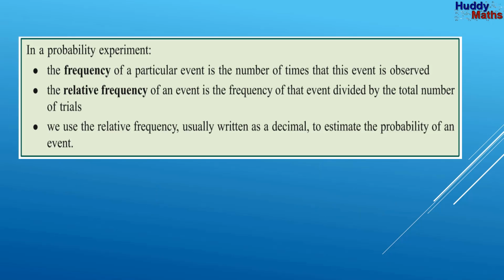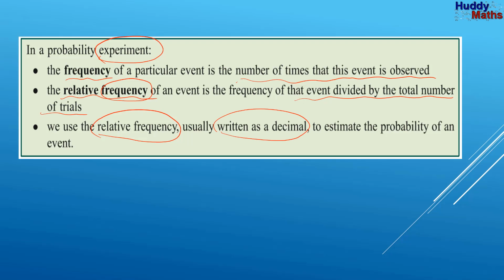Come down now. Here we are. In a probability experiment, this is when you're actually doing it, tossing a coin, rolling a die. The frequency of a particular event is the number of times that it occurred, is observed. The relative frequency is the frequency of that event divided by the total number of tosses. So it's the same as a probability, and it's called a relative frequency. The frequency relative to, or out of, the total number of trials. This relative frequency we can write as a decimal or a fraction, quite often as a decimal or a percentage.